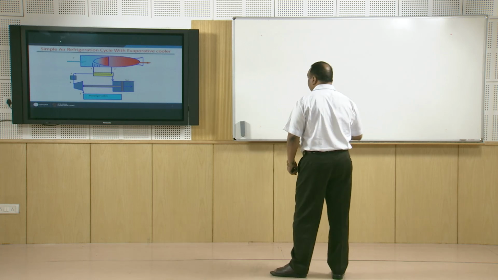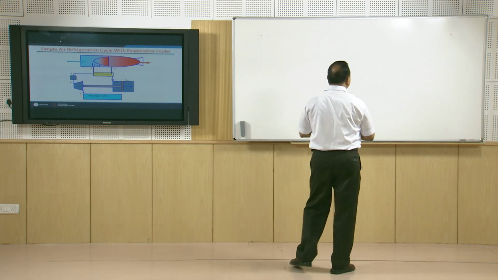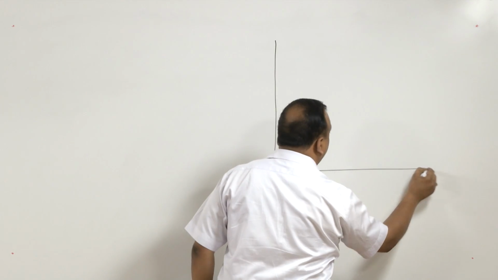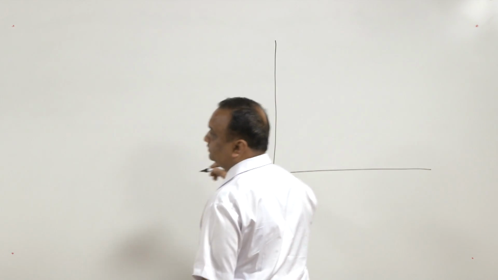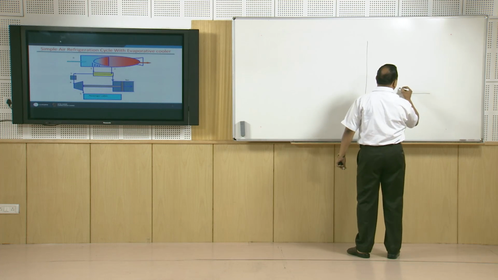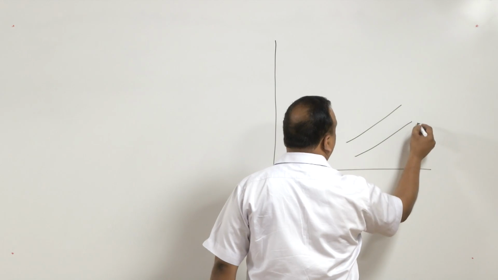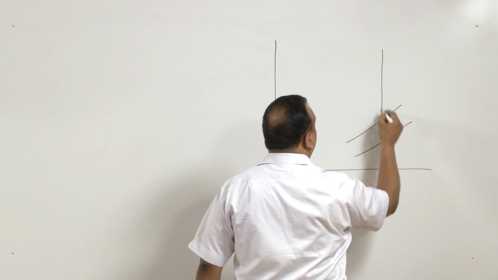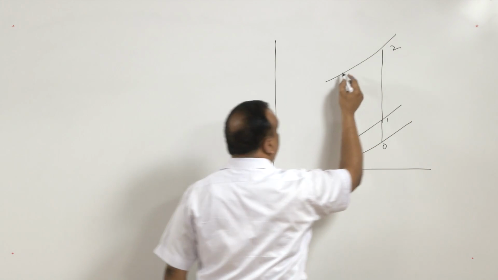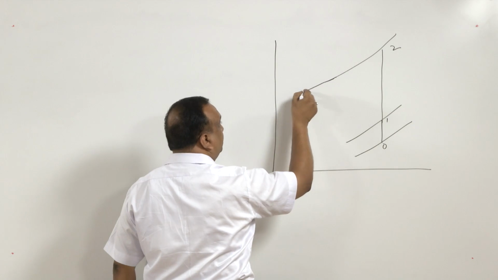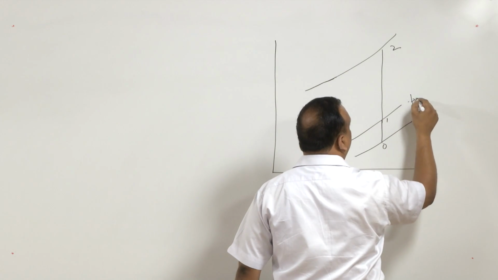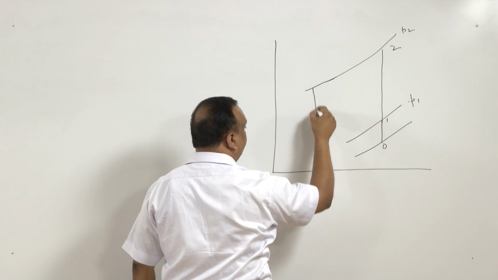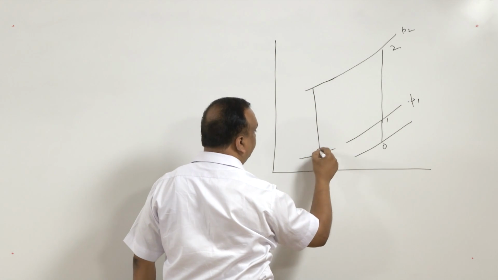In the previous lecture, we have already discussed the simple air refrigeration cycle, that is 0, 1, then compression 2, then constant pressure cooling, this is P1, this is P2, and then expansion in the expansion turbine.